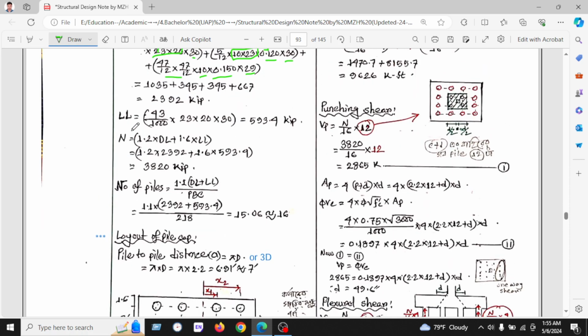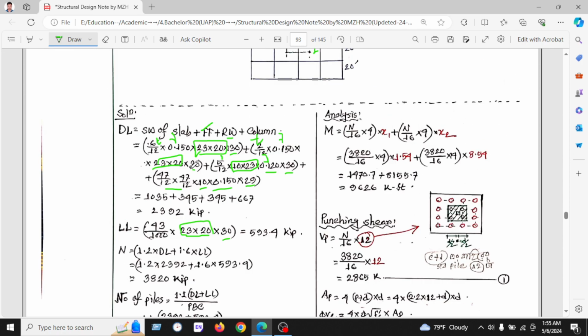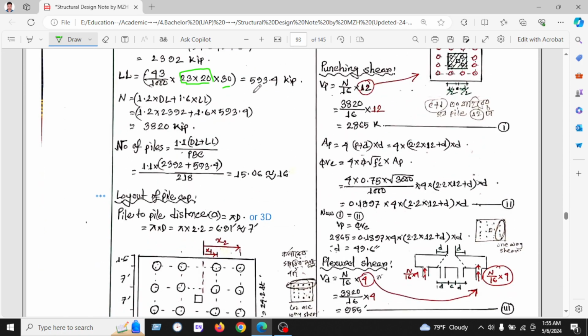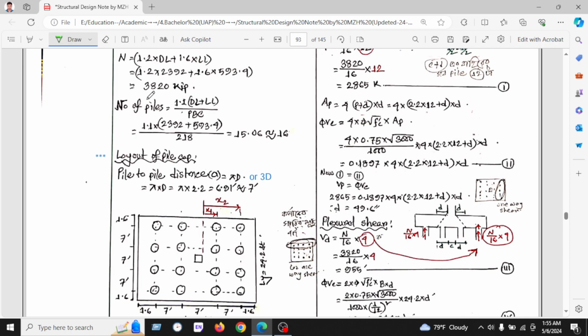Okay. And live load we know is 43 psf as per code, and 23 into 20 is the tributary area, and 30 is the number of stories. So our live load comes out, and dead load plus live load is found. The number of piles will be 1.1 times dead load plus live load divided by pile bearing capacity.